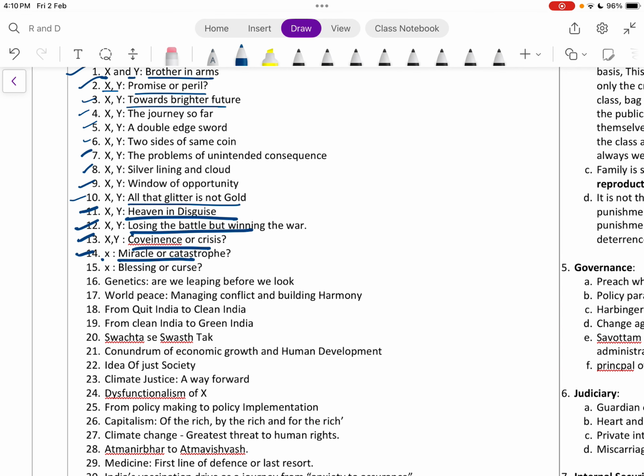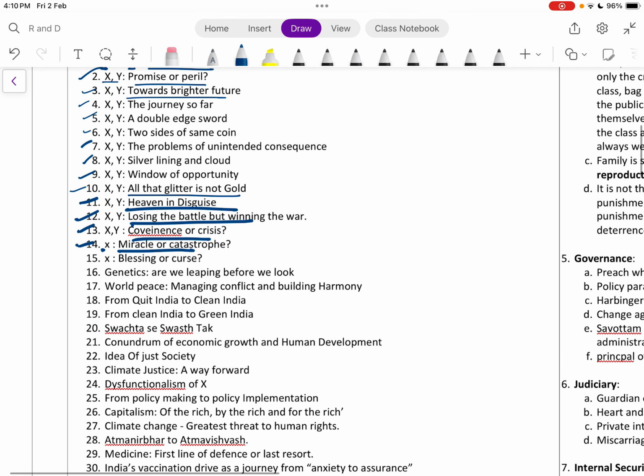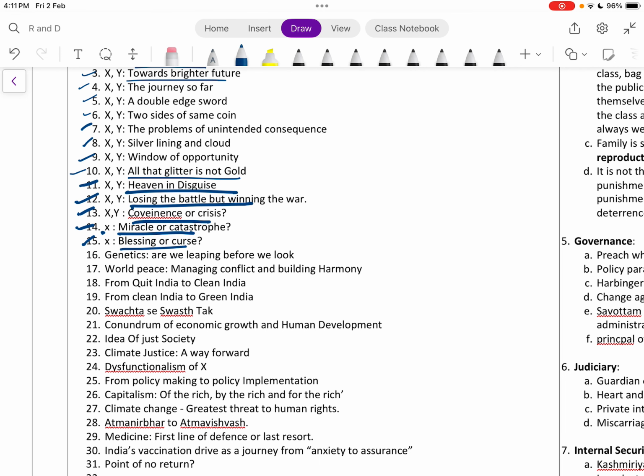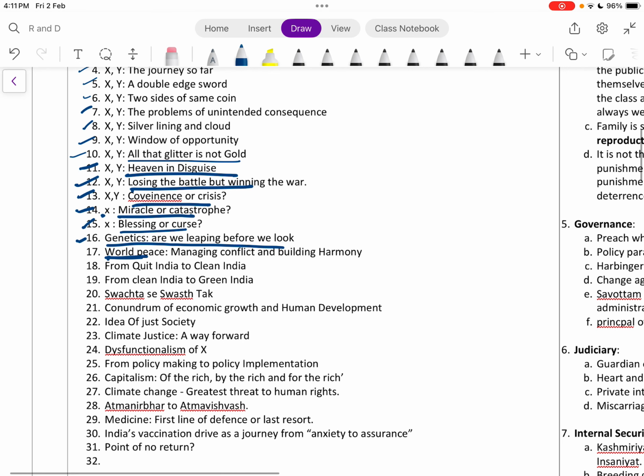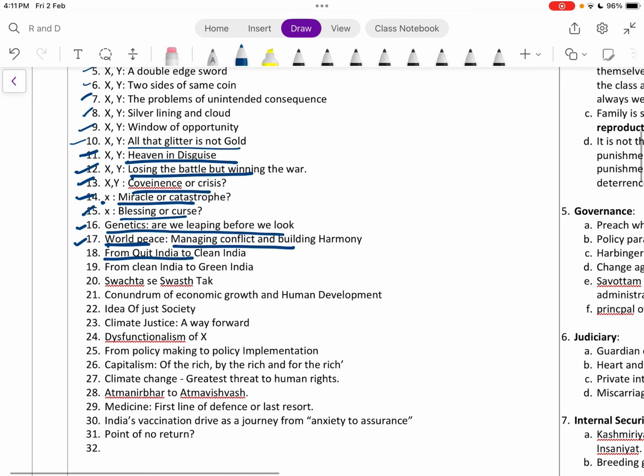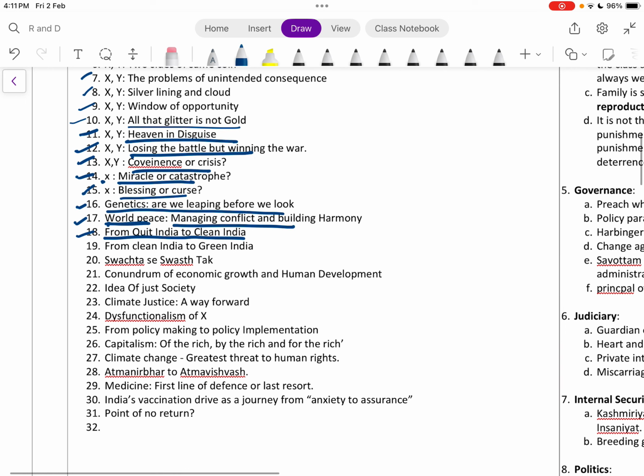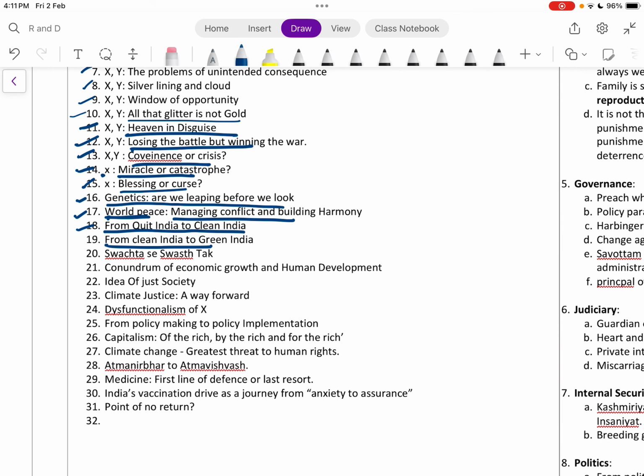US help to India: is it a miracle or a catastrophe? A blessing or a curse? Genetics: are we leaping before we look? World peace: managing conflict and building harmony. From Quit India to Clean India. From Clean India to Green India.